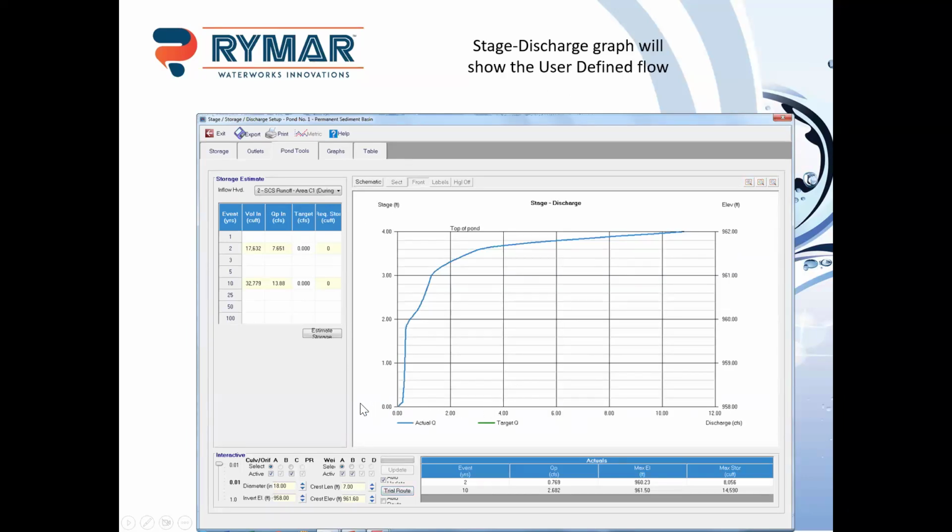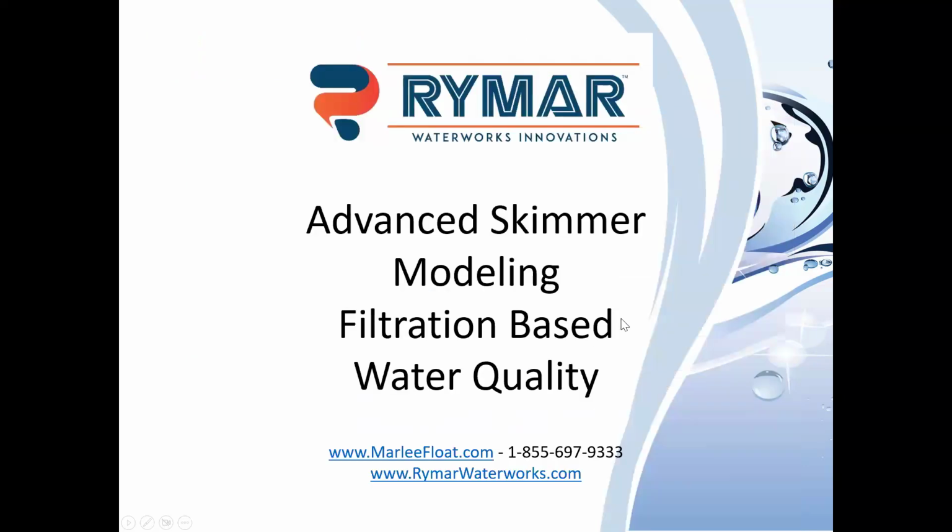But when you look at your stage discharge curve, you can see your flow rate here. This is coming from the skimmer flow. And that's where your orifice kicks in, your weir kicks in, riser kicks in.